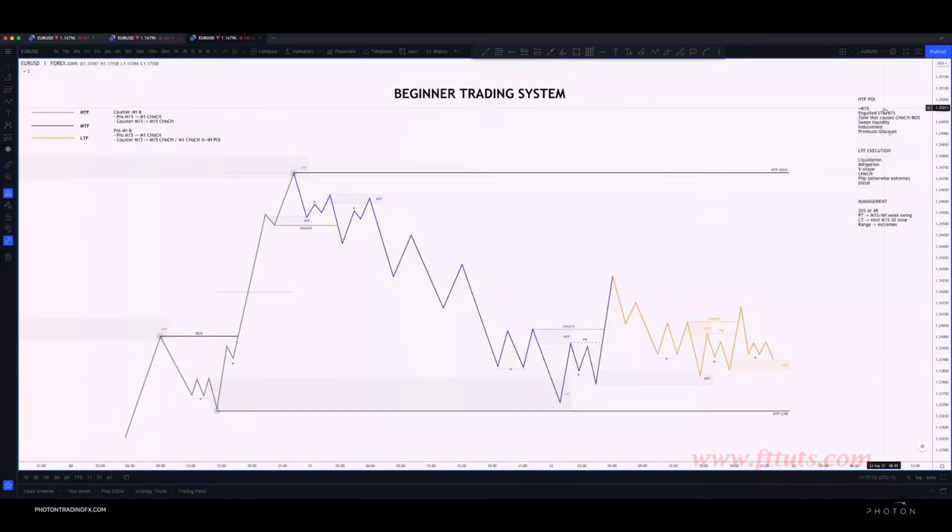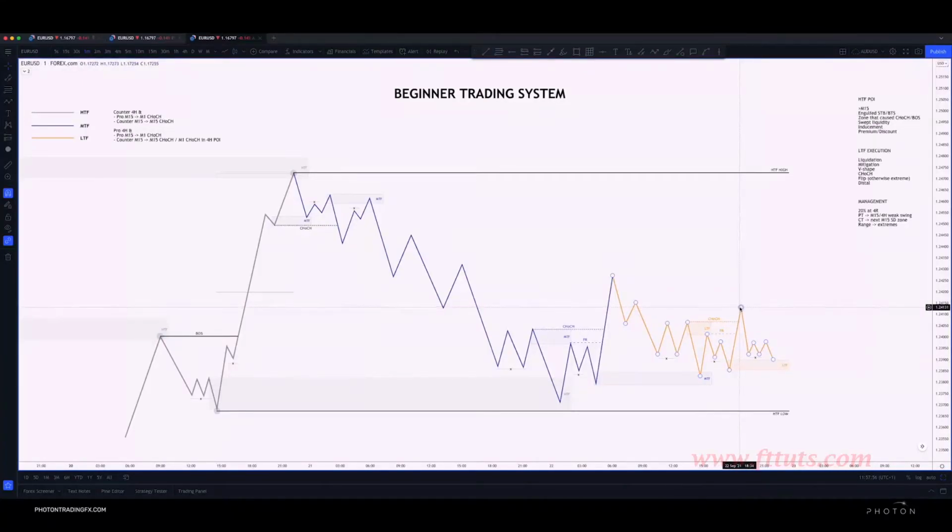Once it taps into there, we're now looking for our lower time frame execution. So what do we have? Liquidation. Yes, we've liquidated those equal lows. Mitigation. Yes, we've come in and mitigated our zone. We then want to see that aggressive move out of that zone, that kind of V-shape reversal. Then what do we want to see? We want to see change of character, because we want to see that the M1 is making that first high, which is what we got here. We get that change of character.